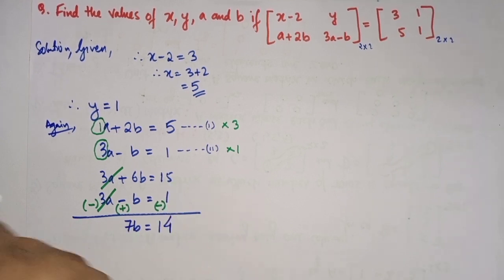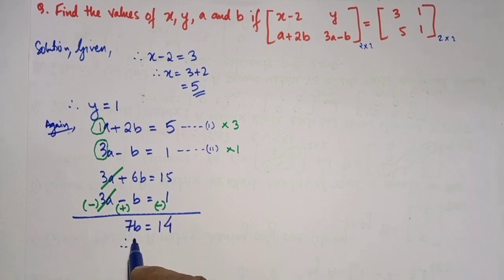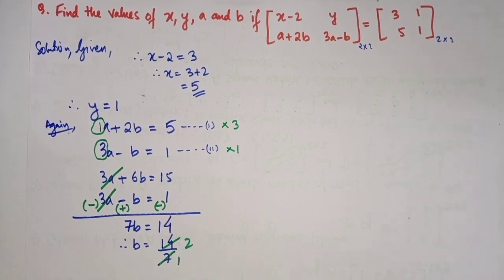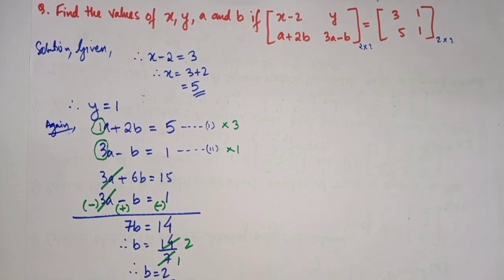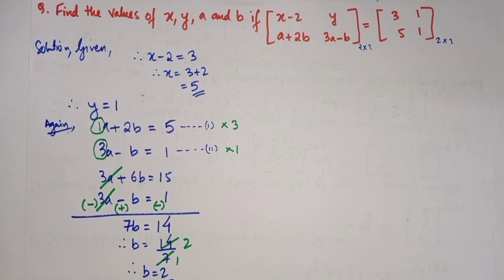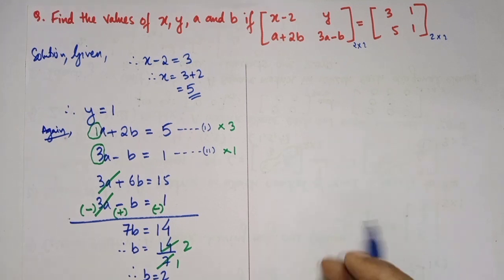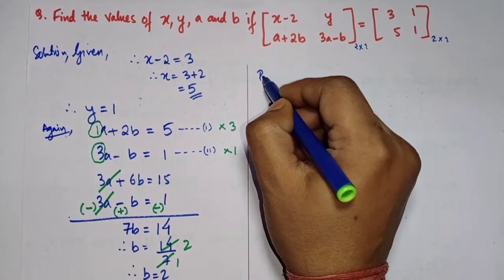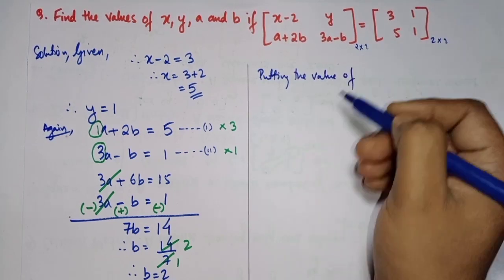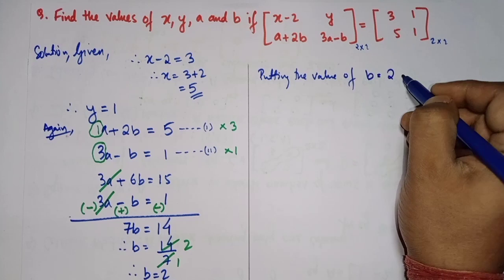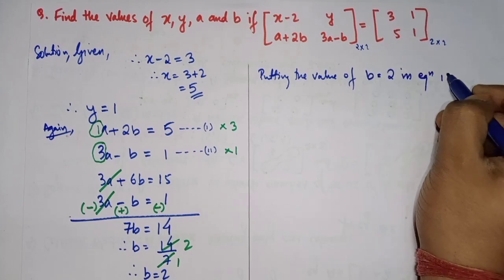Now this 7 and 14 will get cancelled. Therefore b is equal to 14 by 7. It will get cancelled: 7 1s are 7, 7 2s are 14. So therefore I got b is equal to 2. Now, as you know from class 9, we have to do the putting of the value. Putting the value of b equal to 2 in equation 1.